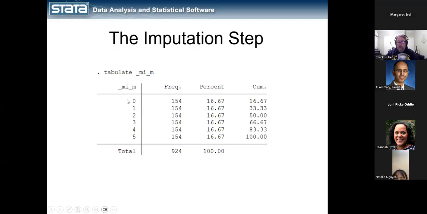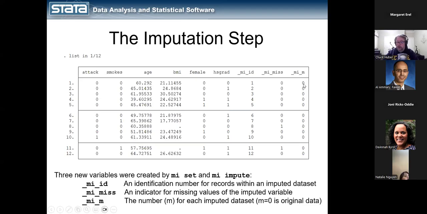If I tabulate that variable, underscore mi underscore m, I'm going to get 6 values. Underscore mi underscore m can equal 0. That's the original data set. And then I have 1, 2, 3, 4, and 5. Those are the copies of the data set. So I have 5 additional copies of the data set in memory now in addition to the original. That indexes which imputed data set that observation belongs to, because if you keep scrolling down in the data set, there are going to be lots and lots of these. So that keeps track of the data set.